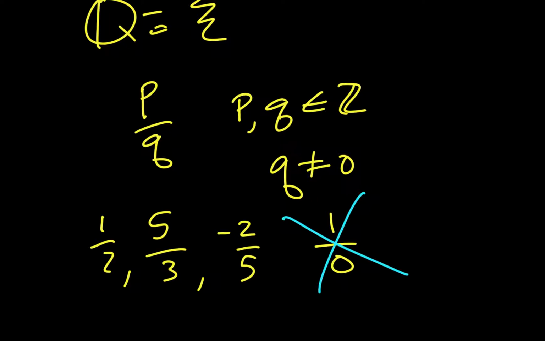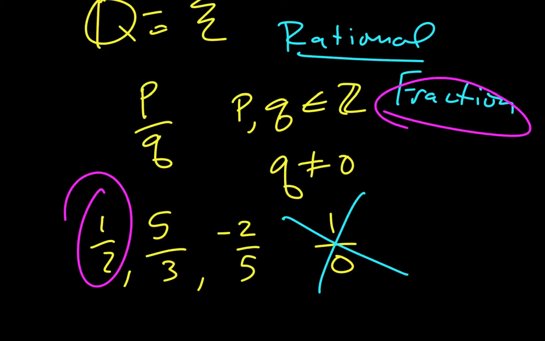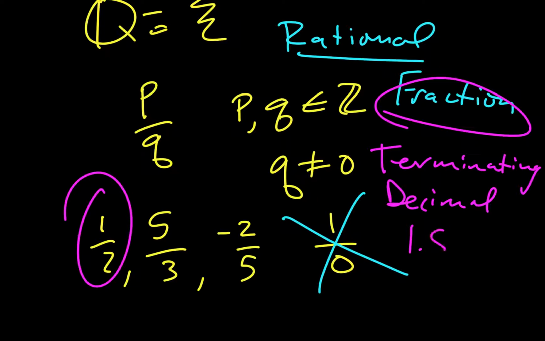Rational numbers actually show up in a few different ways. And the set's called rational, by the way. So they can show up as a fraction. We see that here. They can also show up as a terminating decimal, which all that means is it's a decimal that stops. So 1.5, 1.629, etc.